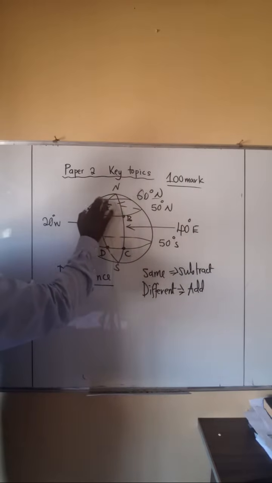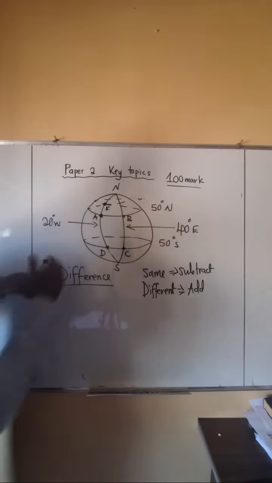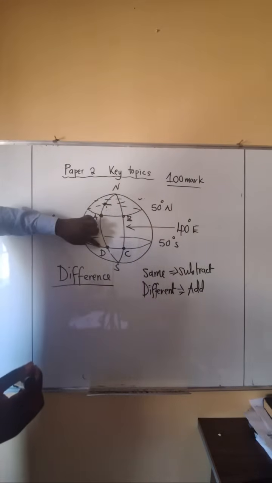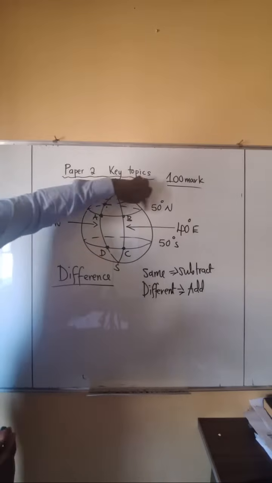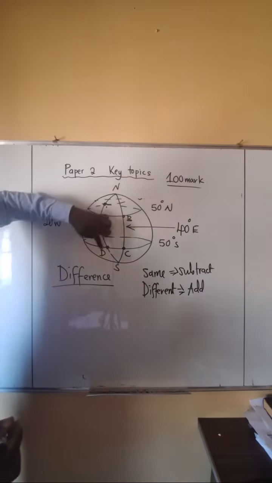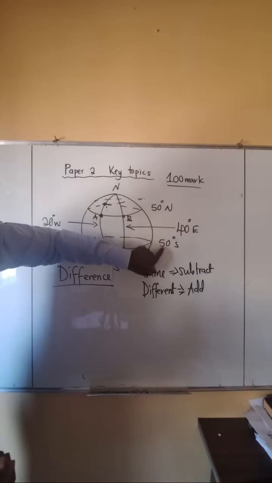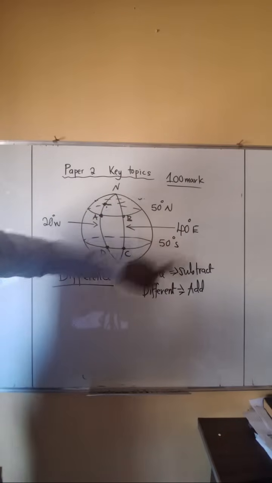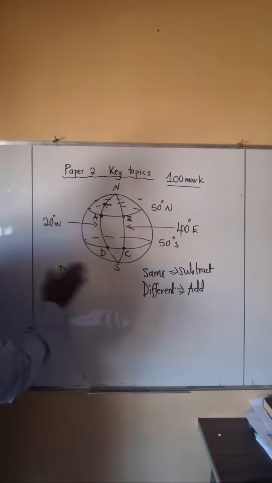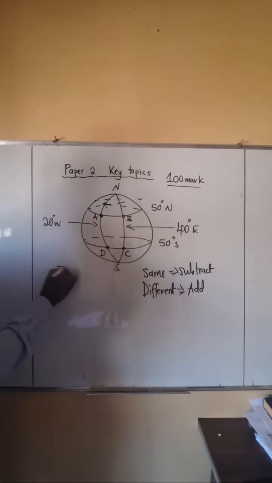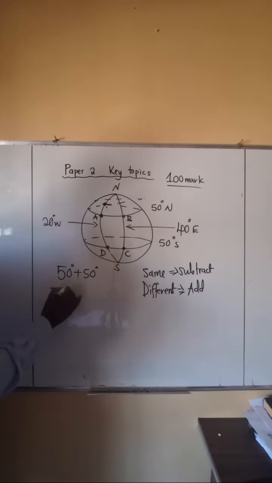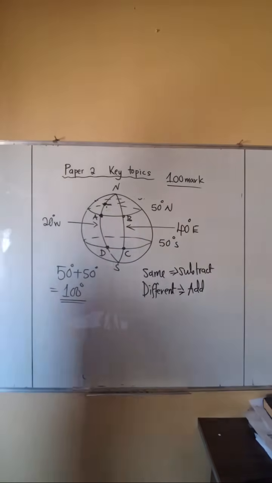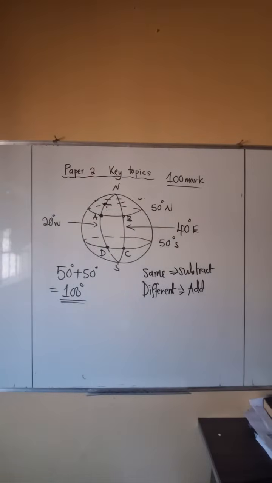In our question here, they wanted us to find the difference in latitude between point A and point D. You see point A is on latitude 50 degrees north, while D is on latitude 50 degrees south. Therefore, we're going to add. So for us to answer question A, we say 50 degrees plus 50 degrees, and this is giving us 100 degrees. Don't put the side for difference. You don't put the sides.